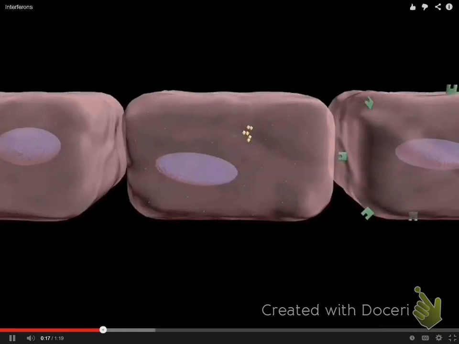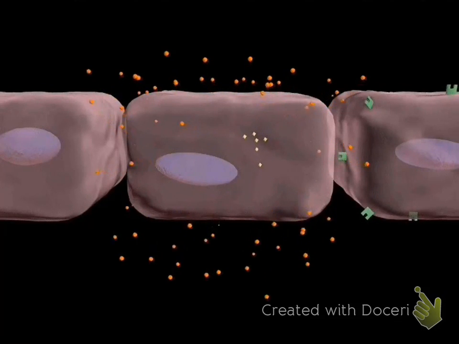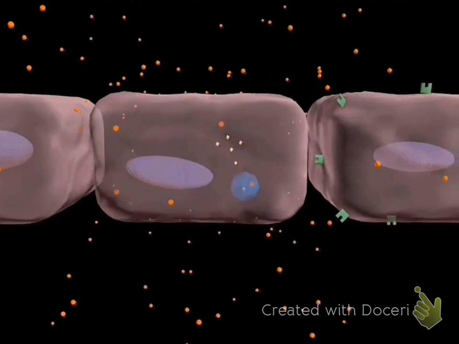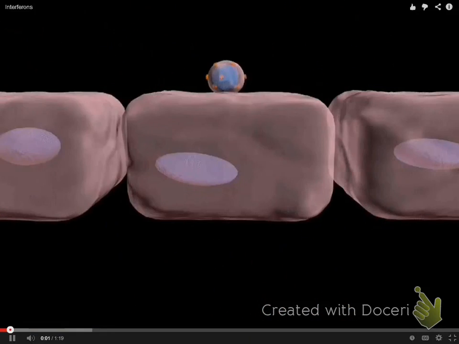When the foreign genetic material enters the cell and starts to synthesize viral products, the cell is stimulated to make alpha and beta interferons.